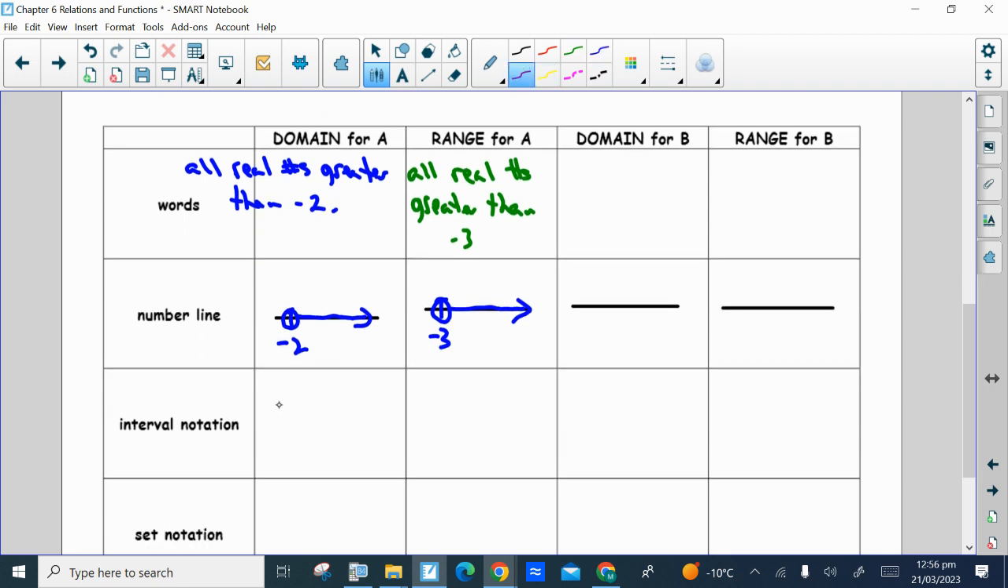Interval notation, remember you always go from smallest to greatest. In this case, it will be -2 up to positive infinity. The -2 is not included, so we need a round bracket on that. Infinity is never included, so we also need a round bracket. Same thing with the range. It goes from -3 to positive infinity. We need round brackets on both of those.